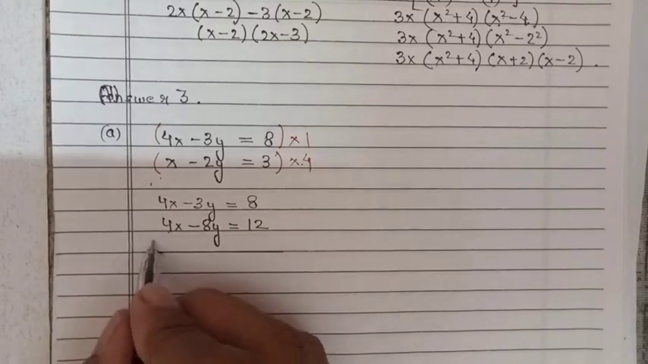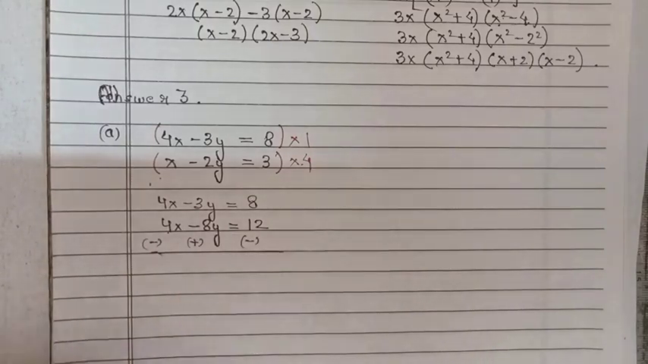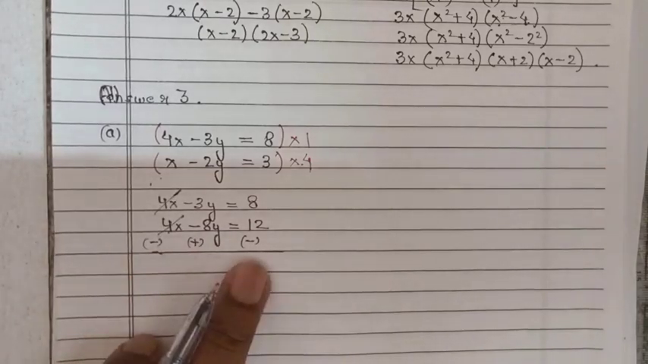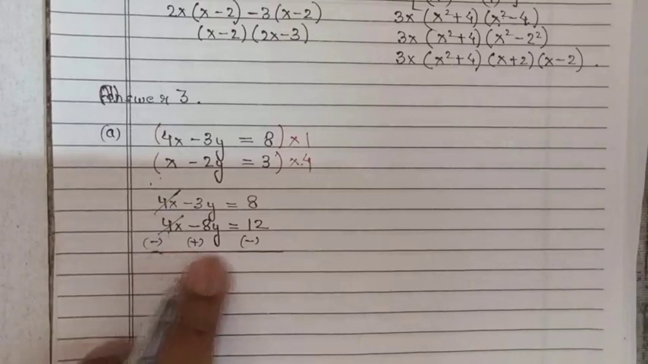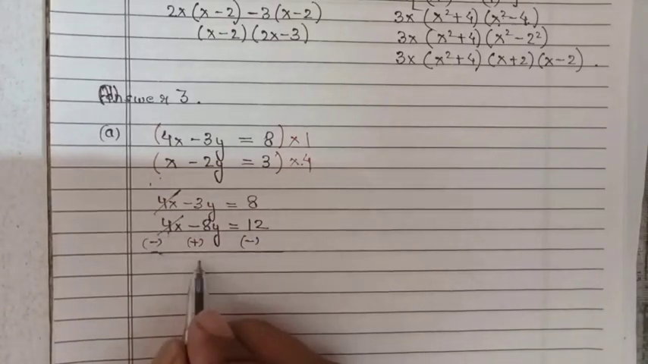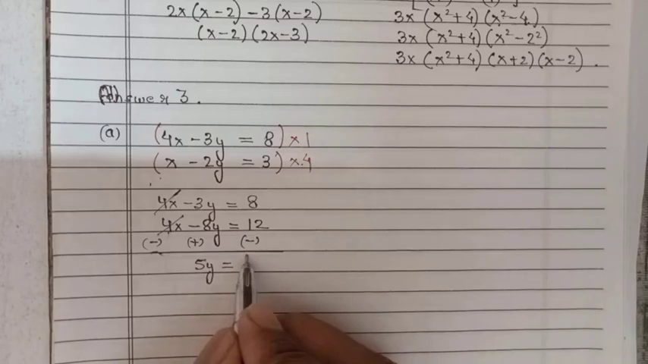Coefficients of x are the same, so we just change the sign, and you will get x eliminated. From here you are getting 5y, and this will give you 4.